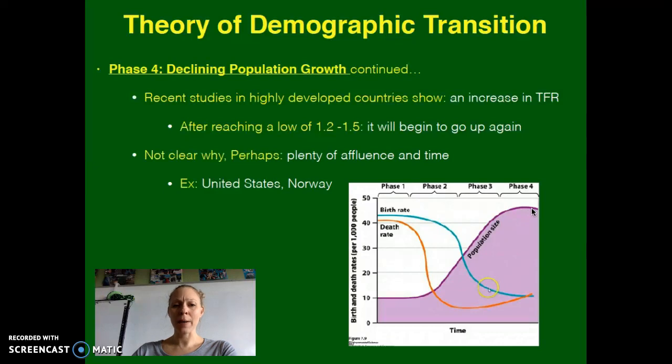We're not sure why, but we understand that it might have something to do with the fact that people have enough affluence and enough time to have a larger family, more than 2 kids, 3. And we start to see this in some parts of the United States, like New England or New York, in the bigger cities where there is more education and more affluence. We also see this in the Scandinavian countries like Norway.